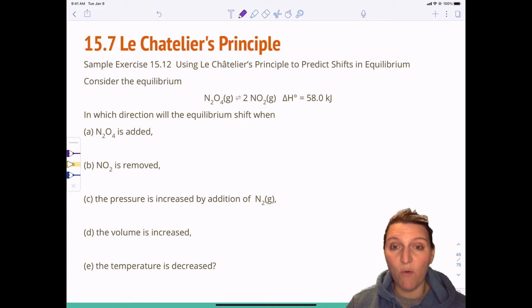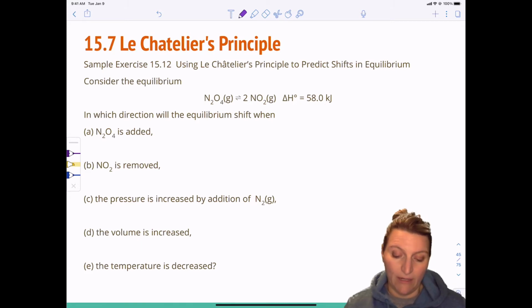So in this video, what we are doing is just a whole bunch of sample problems to practice all of our skills with equilibrium before we move on to the next section, which is on equilibrium and solubility. So this is a Le Chatelier's principle problem. As with all of these review problems, you can give them a try on your own and then go through the video and see how you did, or you can just follow along.